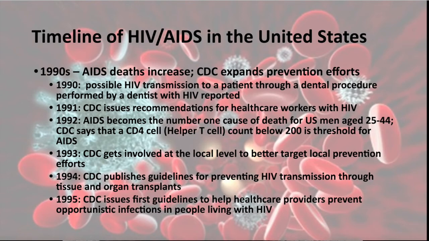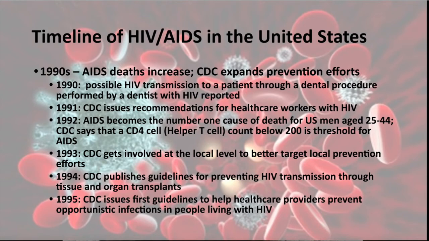In 1982, AIDS actually becomes the number one cause of death in the United States for men between the ages of 25 and 44. And in that year, the CDC also officially says that when the CD4 cell count is below 200, that is considered AIDS, the progression to AIDS. In 93, the CDC is getting involved at the local level to keep trying to prevent the spread of HIV. In 1994, they offer guidelines for trying to prevent HIV transmission through tissue and organ transplants.